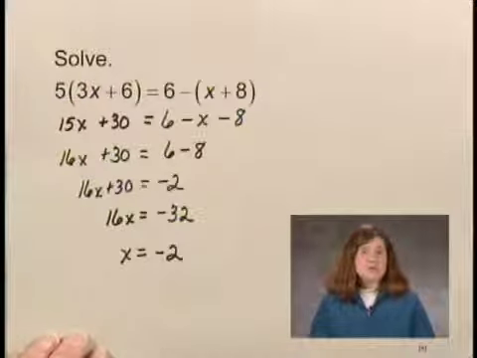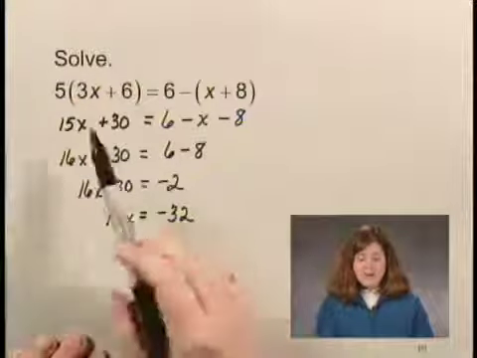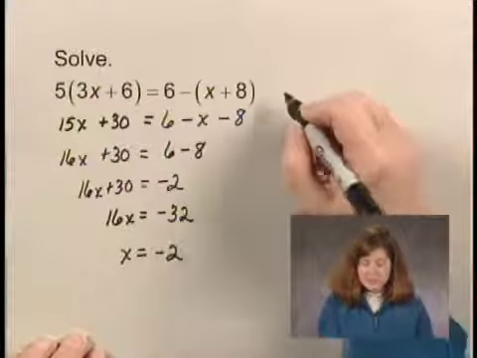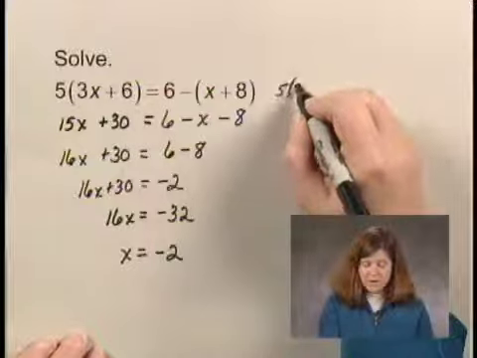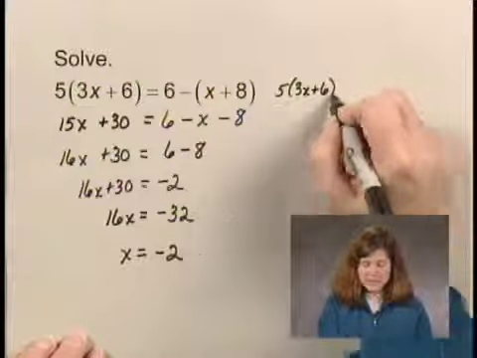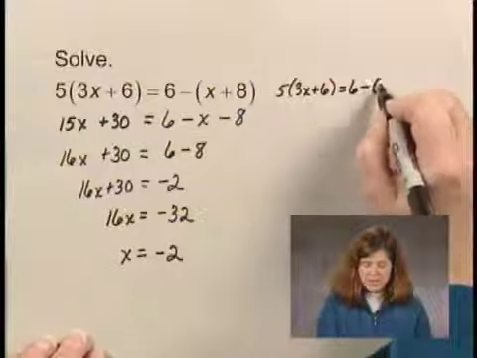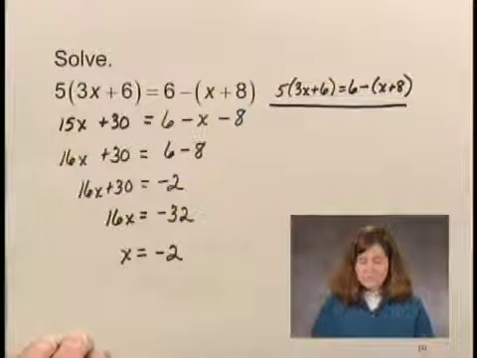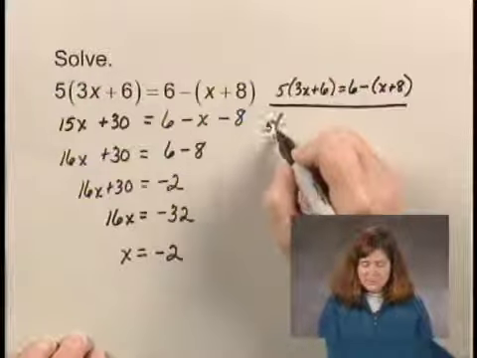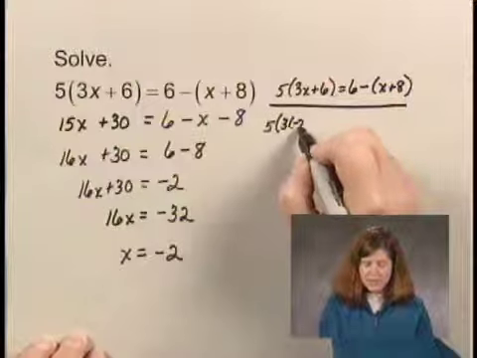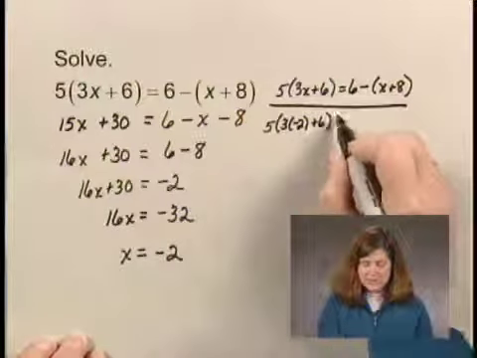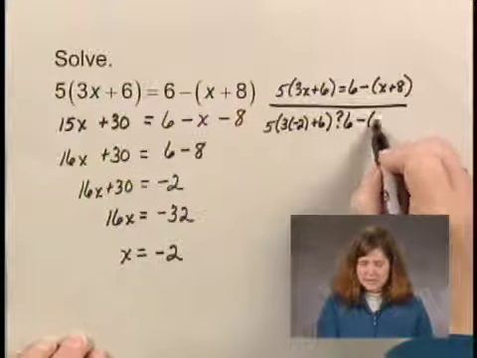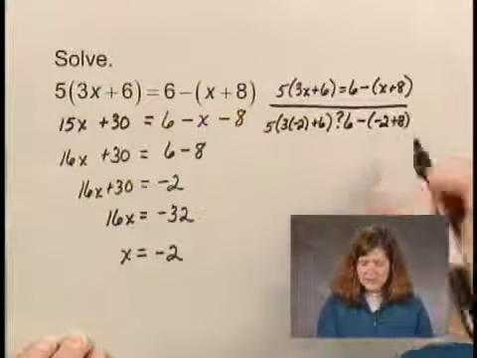Now, I know if this is a solution or not if when I substitute it for x in the original equation, I get a true statement. And let's see if that happens. I'll copy the equation. I have 5 times 3x plus 6 equals 6 minus quantity x plus 8. And I'm going to substitute negative 2 for x. This gives me 5 times 3 times negative 2 plus 6. And I want to know if that equals 6 minus negative 2 plus 8.